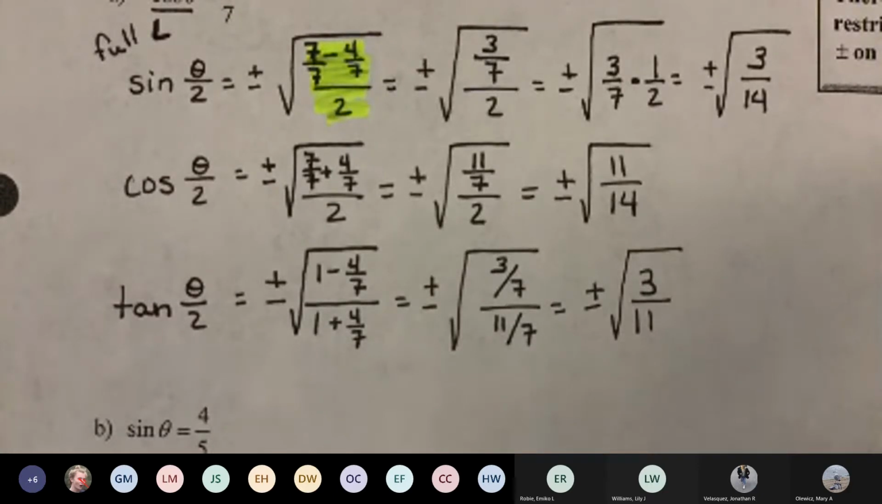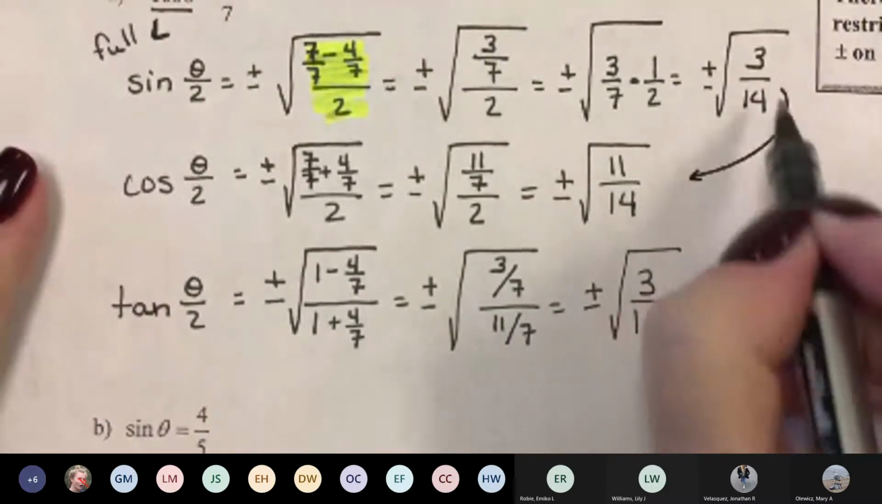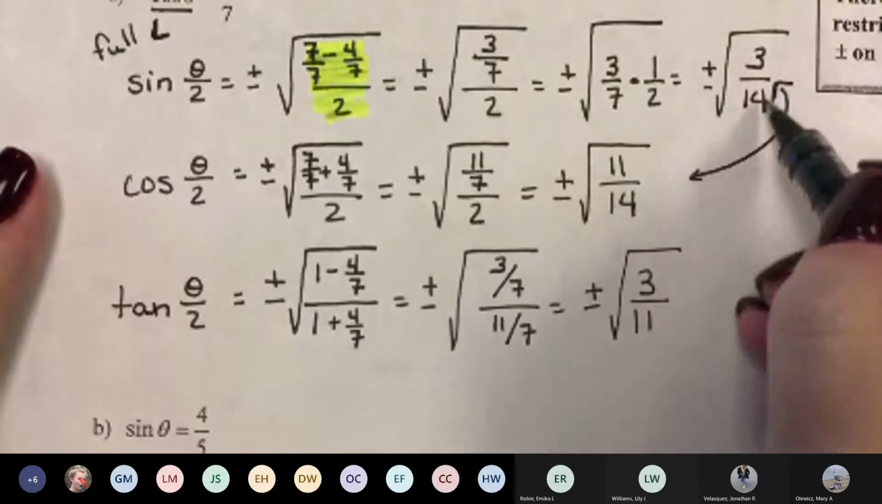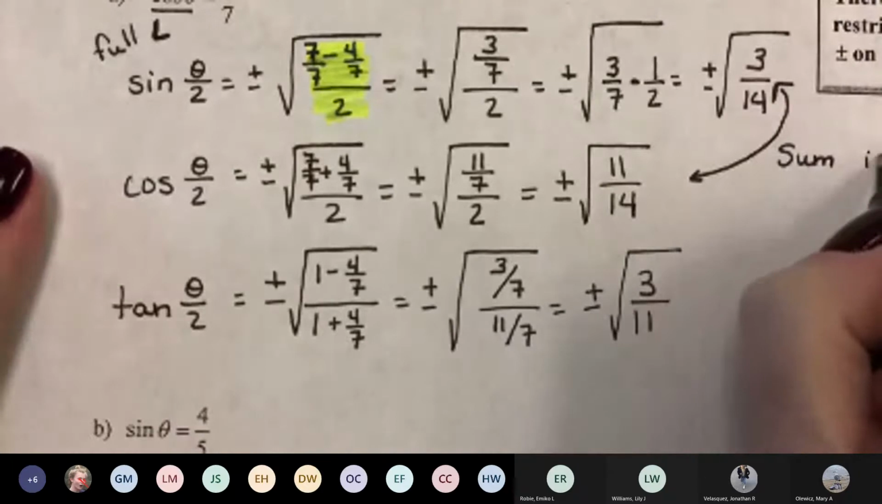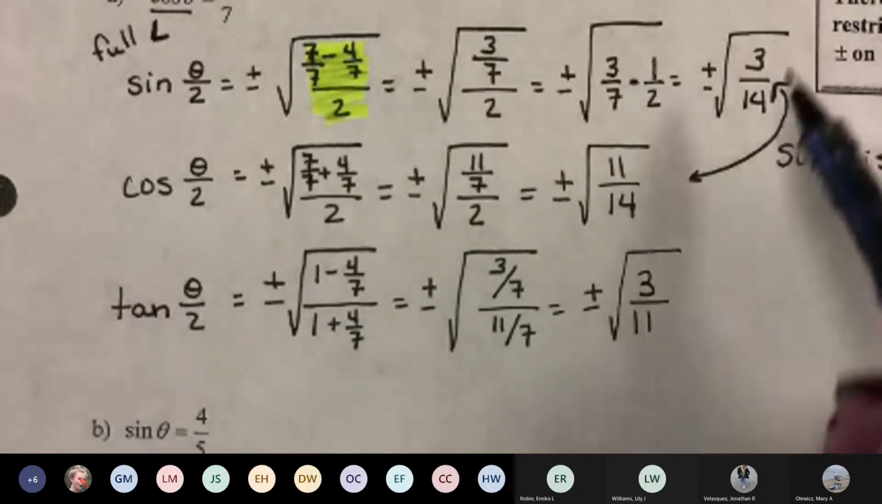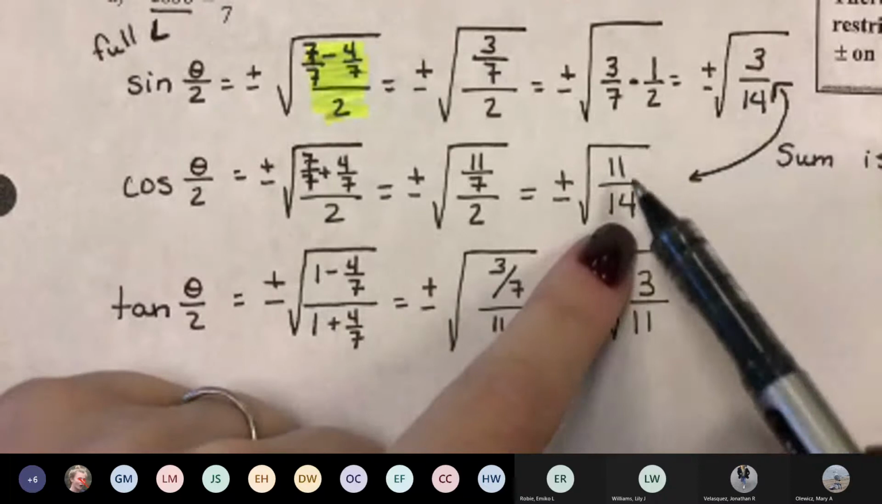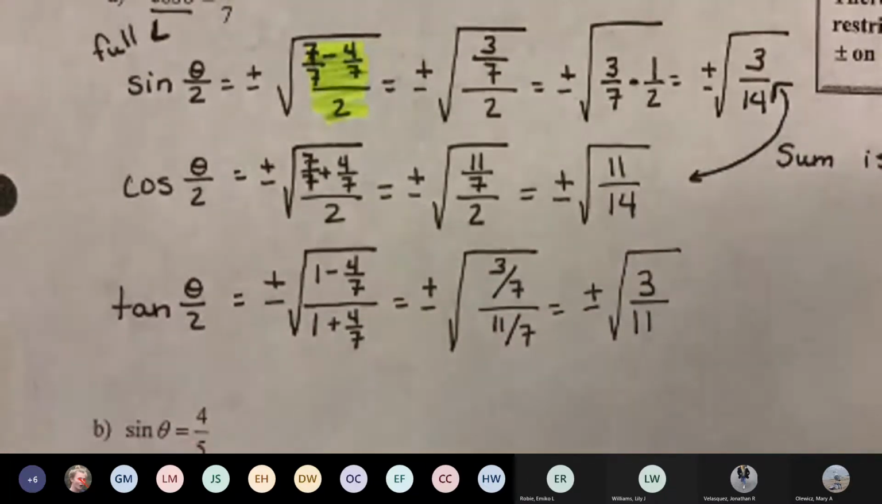So let's talk patterns that appear on all the problems. For sine and cosine of the half angle, if you add 3/14 to 11/14, that sum is 1. That's going to happen all the time. If you look at your tangent and these two fractions, 3/14 and 11/14, if you were to stack sine over cosine, you get tangent. That's going to happen all the time. So notice those patterns that will help you check your work.